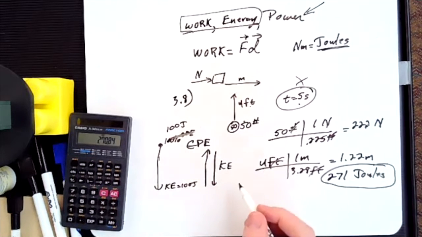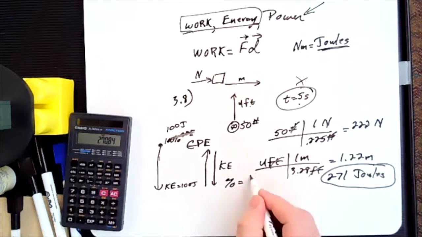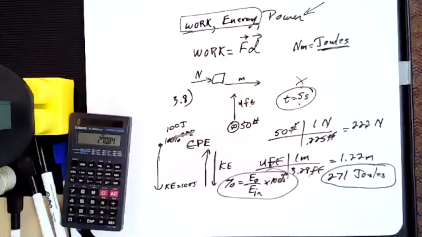And what we did back when we did simple machines is we did a percent efficiency, right? So we have energy output over energy input times 100%, right? Remember the efficiency? And the idea is you can't get more energy out than what you put in. In fact, you can't even get the same amount of energy out that you put in, right? You're always going to lose energy.